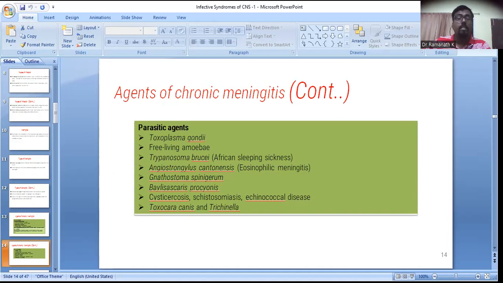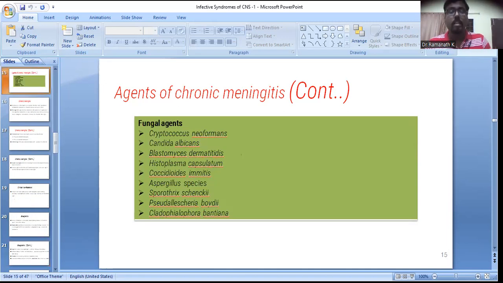Angiostrongylus cantonensis, Gnathostoma spinigerum, Baylisascaris, Sarcocystis, cysticercosis, schistosomiasis, echinococcal diseases, Toxocara canis and Trichinella. These are the different parasitic agents.